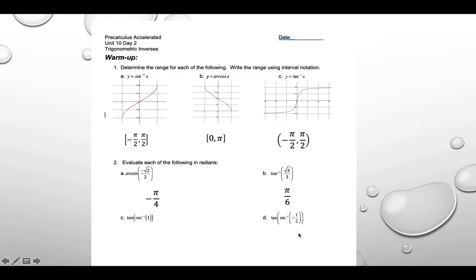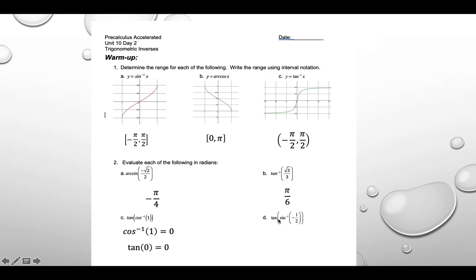Now C and D are a little bit different because they have you not only do an inverse, but then do a function after that. So if I start here with the inverse cosine of 1, inverse cosine of 1 is 0. So then what am I doing? I'm taking the tangent of 0. So when I think about my ordered pairs on the unit circle at 0, tangent would be y over x. So that would be 0 over 1. So the tangent would be 0.